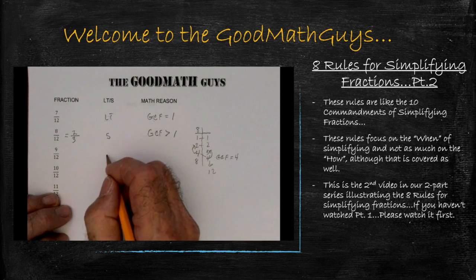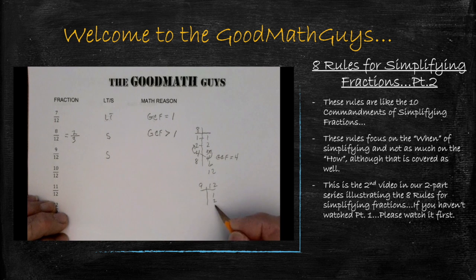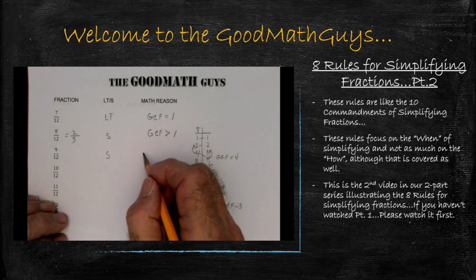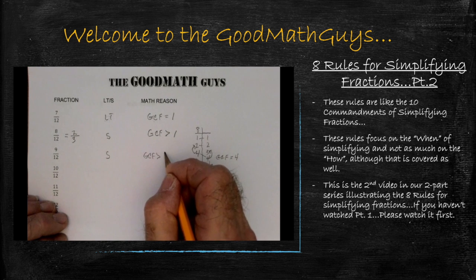9/12, we need to simplify. Again, let's go over here and we'll create a factor table. 9 and 12. 12 we said was 1, 2, 3, 4, 6, and 12. 9, 1 times 9, 3 times 3. We can match the 1s, match the 3s. So 3 is the GCF, meaning that our rule here is that the GCF is greater than 1. Okay?